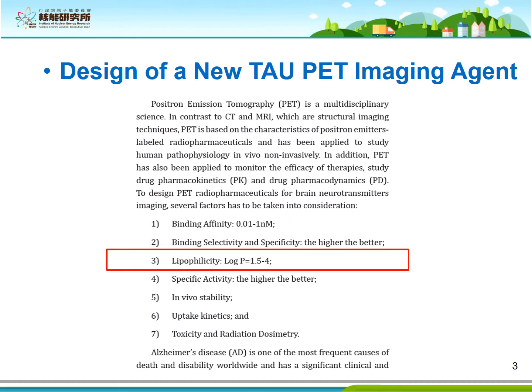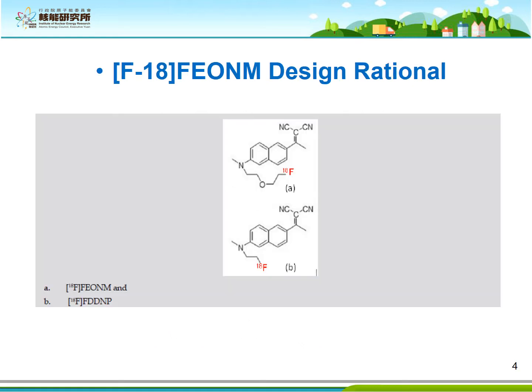Tau protein is the cytoskeleton stabilizing protein. Design a new tau protein PET imaging agent. We apply the third factor to design our tau protein PET imaging agent, lipophilicity. The design rationale of our tau protein PET imaging agent is by adding 2 carbon and 1 oxygen atoms to its original compound as figure B, FDDMP, to increase its lipophilicity.